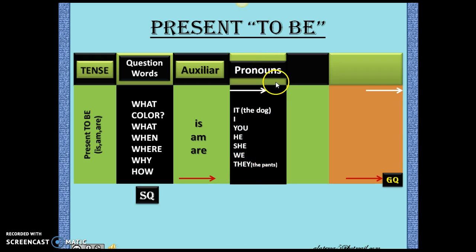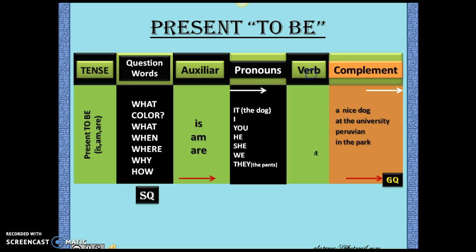After the pronouns, we have the verb. You remember I said that the verb to be is an auxiliary and is a verb, okay? So it has 2 positions. Sometimes it is a verb, sometimes it is an auxiliary. After the verb comes the complement of the sentence, okay? In this case, I wrote some complements to make different sentences.